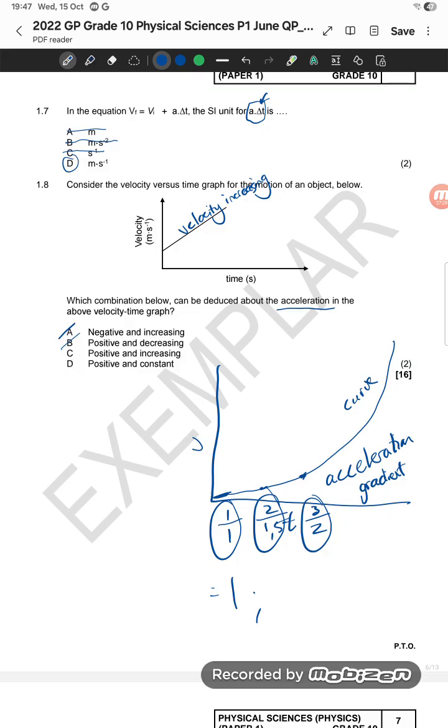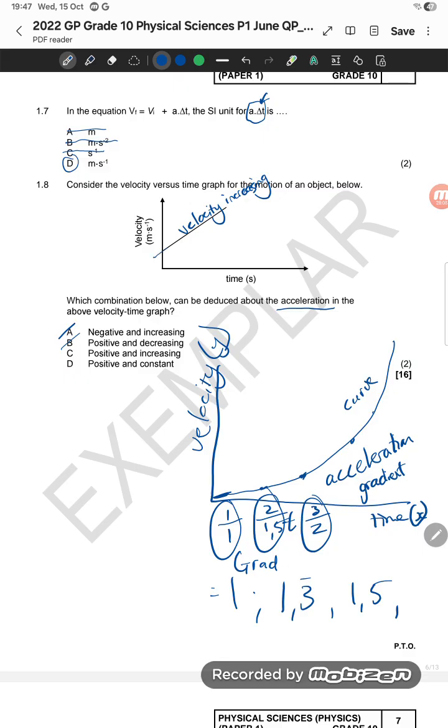2 divided by 1.5 is going to be 1.3 recurring. I should have known that. Sorry. 3 over 2 will be 1.5, and then it'll get steeper and steeper, and suddenly the gradient, we're talking about velocity on the y-axis over the time, which is the x-axis. So the gradient is increasing.